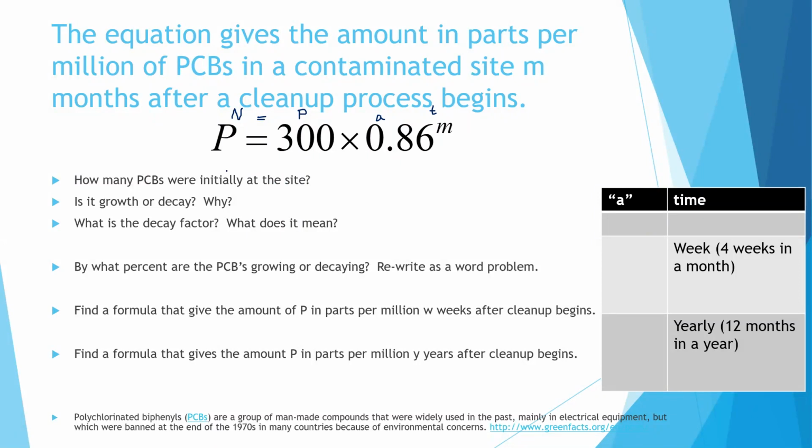So how many PCBs were initially there? Well, that's the P in NPAT, and so that is 300. Next, is it growth or decay? That's looking at the A value, and the A is less than 1, so this is decay. And I know that because A equals 0.86, which is less than 1.